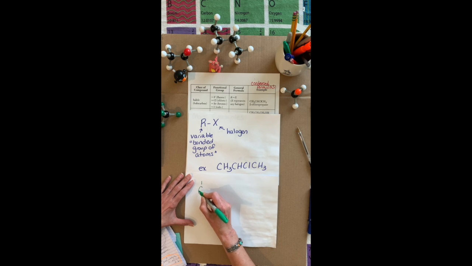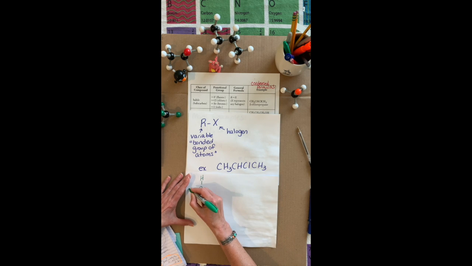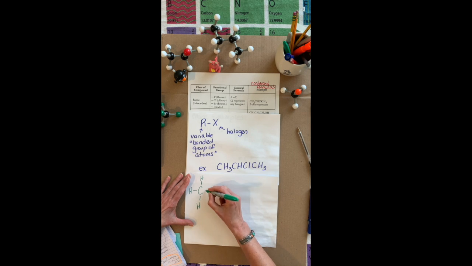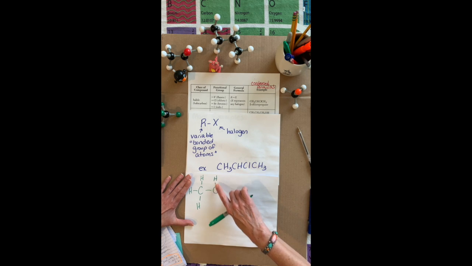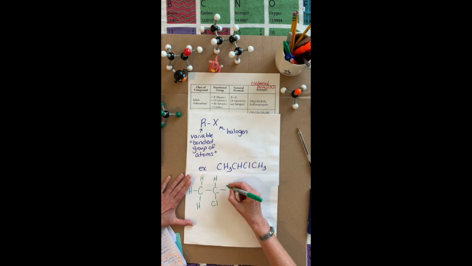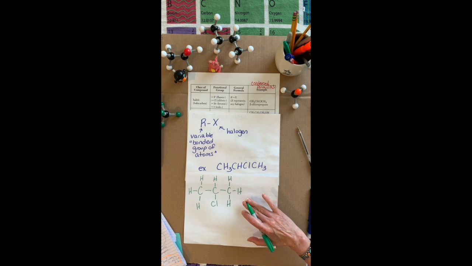But if I were to write the structural formula, I have CH3 here. Okay, then next to that is a carbon. I'm going to put the hydrogen though up on top. Could I have put it down here? Absolutely, it really does not matter. I'm then going to put the chlorine at the bottom, and then I have another CH3. So here is the condensed formula. This is the structural formula, okay?